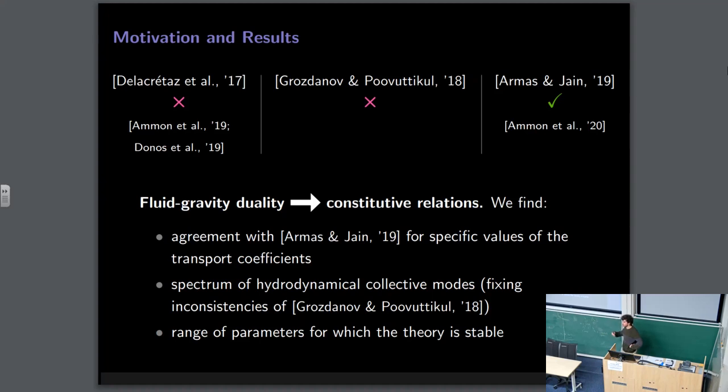So in my work I will establish fluid-gravity duality where a viscoelastic fluid sits at the boundary. From this I'm going to derive constitutive relations, and what I found was agreement with the constitutive relations of Armas and Jain for specific values of the transport coefficients. I also find the spectrum of hydrodynamical modes, allowing us to understand better what went wrong in the paper by Grozdanov and Pavlotikul. And lastly, we find that only for a specific range of a parameter that I'm going to explain later, the theory is linearly stable.